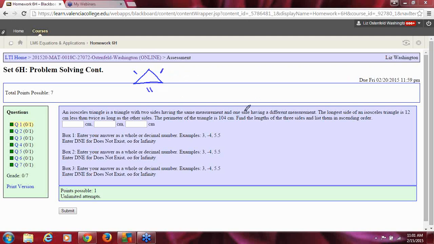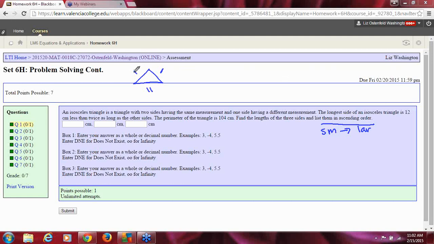Okay? The longest side of an isosceles triangle is 12 centimeters less than twice as long as the other sides. The perimeter of the triangle is 104. Find the lengths of the 3 sides. Okay. And it says, and list them in ascending order, not descending order. So not from greatest to smallest. We're going to go smallest to largest when we actually go to enter them in. So it seems to me that it's telling me that the longest side is 12 less than twice the others.